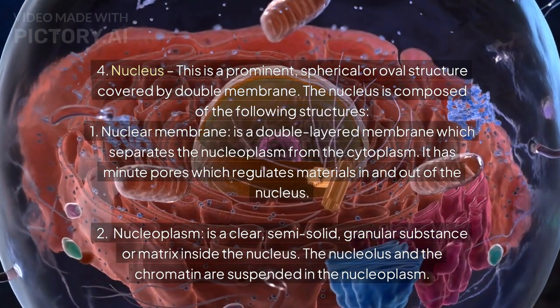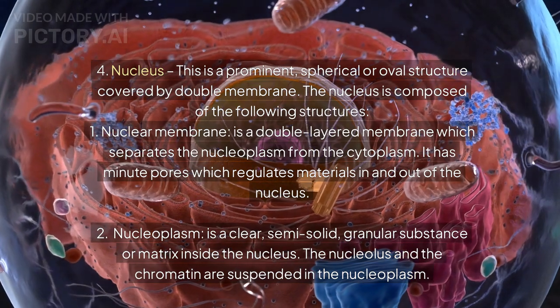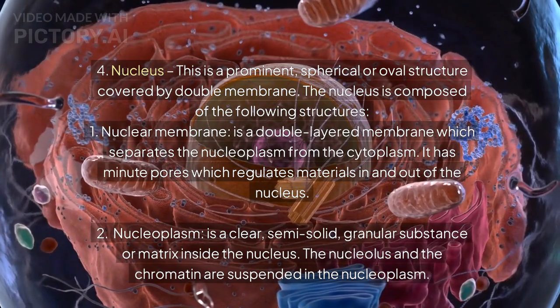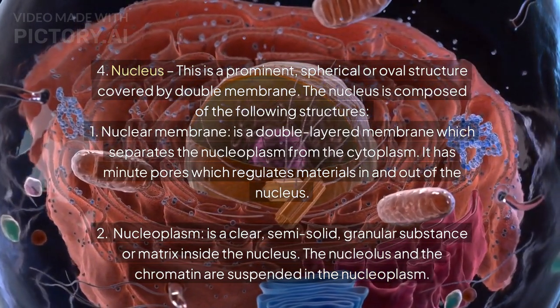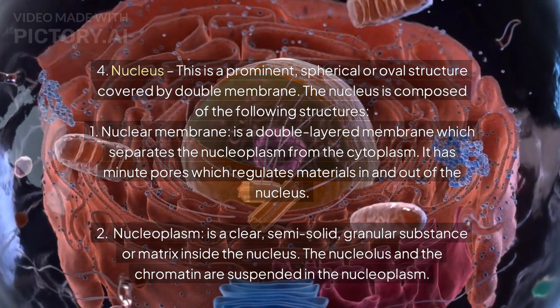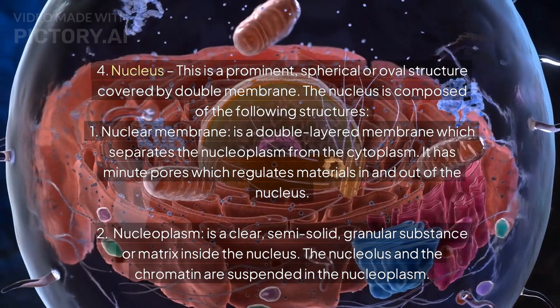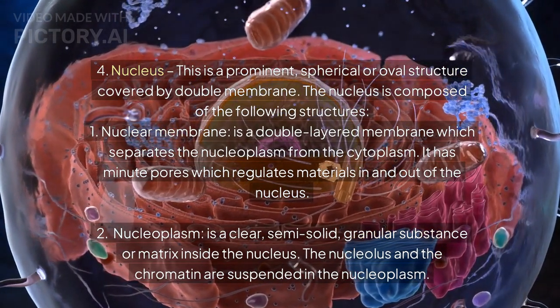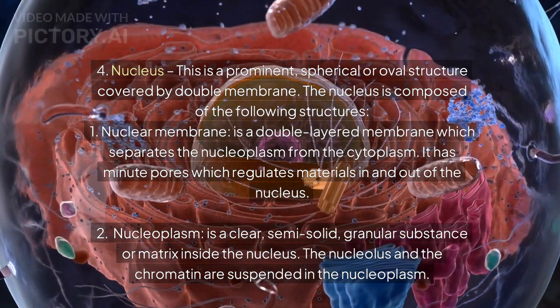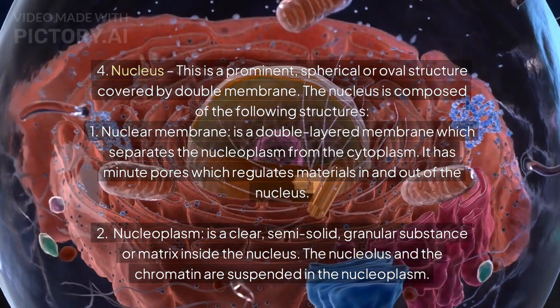The nucleus is composed of the following structures. 1. Nuclear membrane is a double-layered membrane which separates the nucleoplasm from the cytoplasm. It has minute pores which regulate materials in and out of the nucleus. 2. Nucleoplasm is a clear, semi-solid, granular substance or matrix inside the nucleus. The nucleolus and the chromatin are suspended in the nucleoplasm.